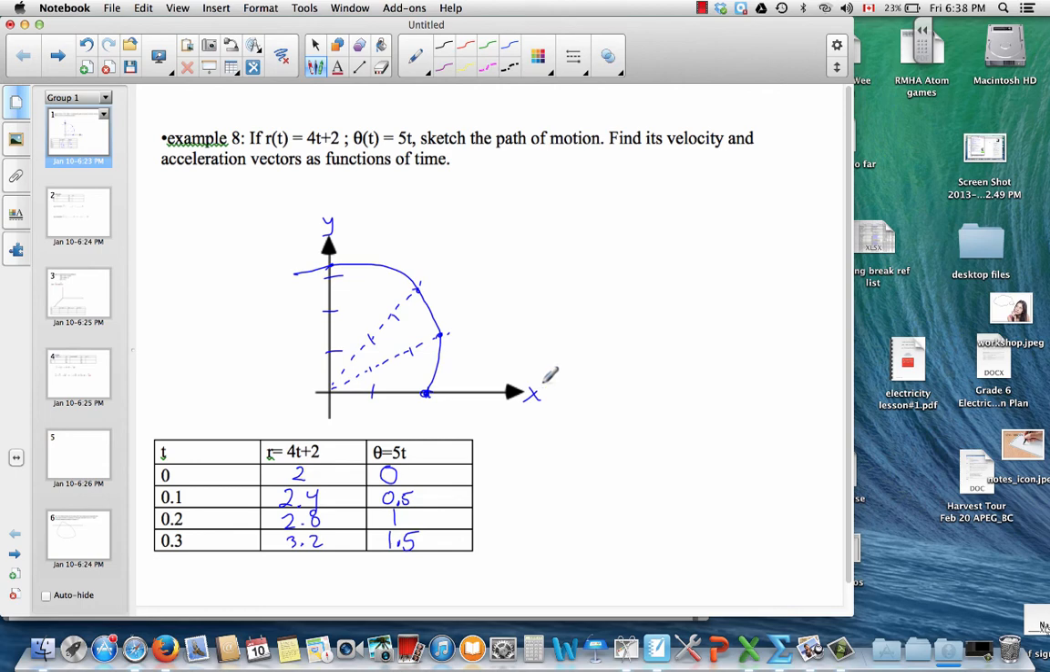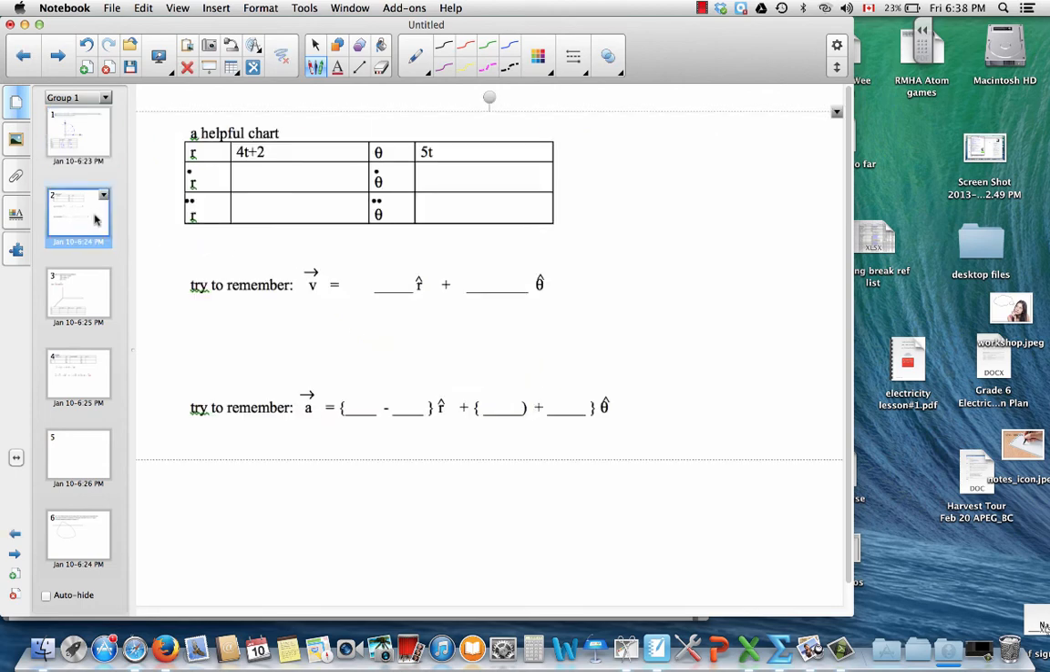We see that the radius is increasing, so we expect a radial velocity in this case. The actual calculation of that is quite simple. If you do a time derivative of r, you get 4. If you do a time derivative of that, you get 0. Here we have constant angular speed because theta dot is 5 and theta double dot is 0. So we have a radial velocity component, a constant radial velocity. And then in the theta direction, it's r theta dot for the velocity, so that is time dependent. It's 4t plus 2 times 5, theta dot. Those are the two components of velocity, the radial velocity and then the angular or theta velocity.